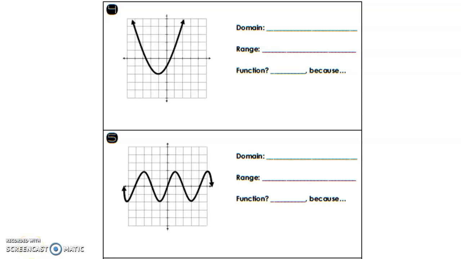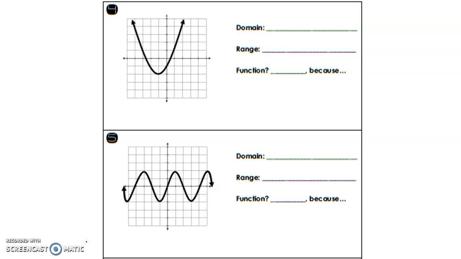Alright guys, I'm back for part 3 of our video series on domain and range, and we had gotten to number 5 on our notes. Again, hopefully you were able to get a copy of the notes. If not, I just hope you're paying attention so that you can really pull all this in.